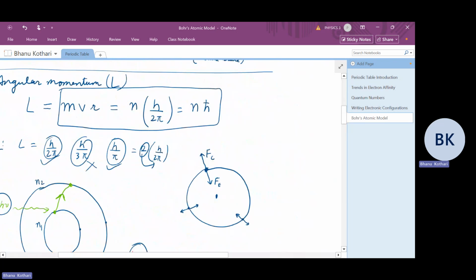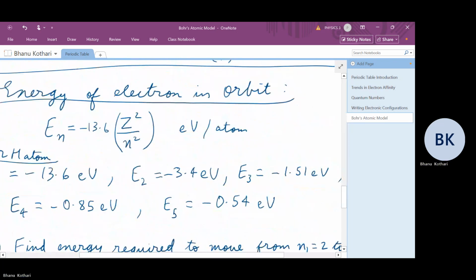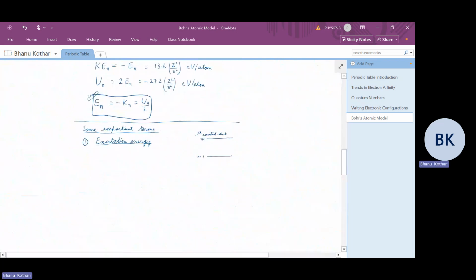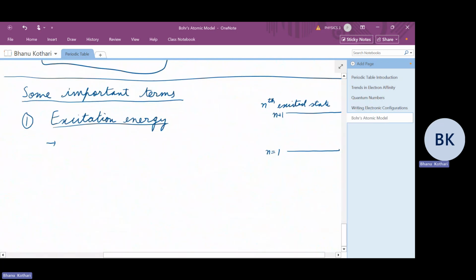You can see that the third excited state is n equal to 4. So the nth excited state will be n plus 1. Excitation energy: you need to understand what this energy means. It is the energy required to bring an electron from the ground state to the nth excited state. So the energy required to promote or excite an electron from the ground state n equal to 1 to any higher energy level in a hydrogenic atom is called the excitation energy of the electron.